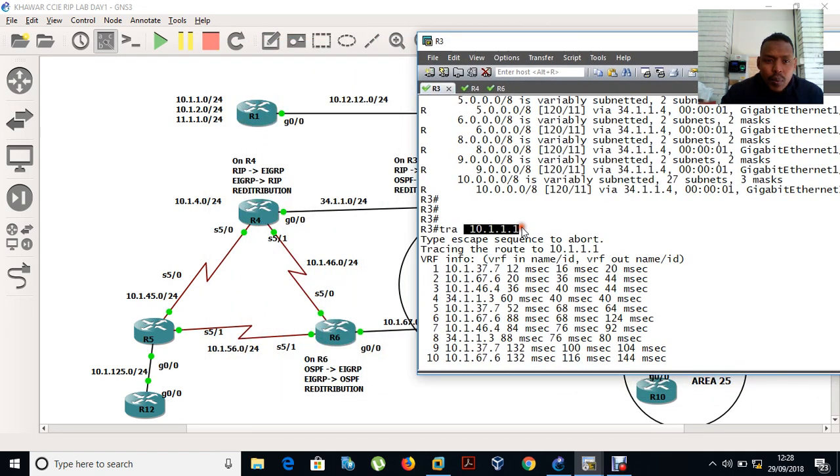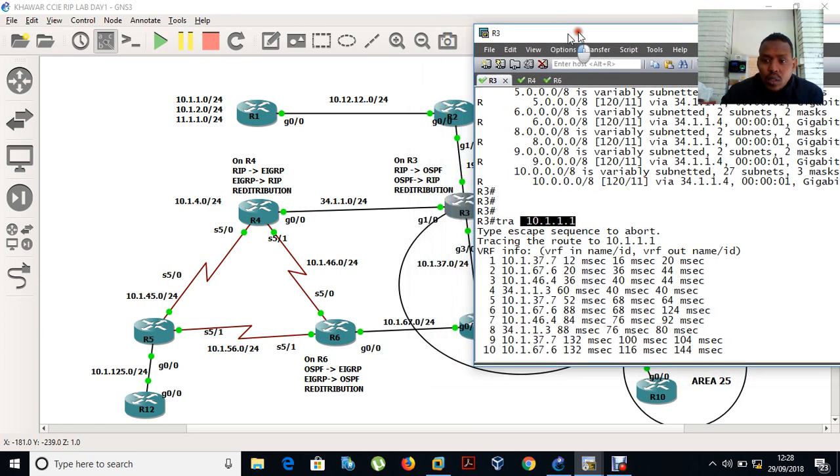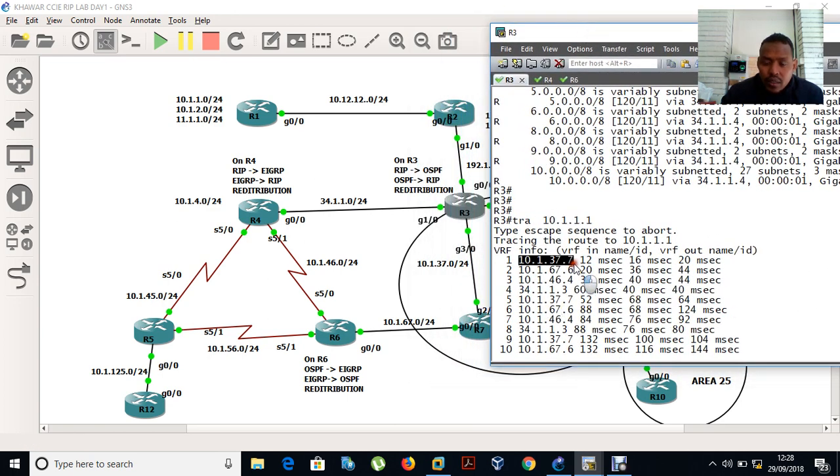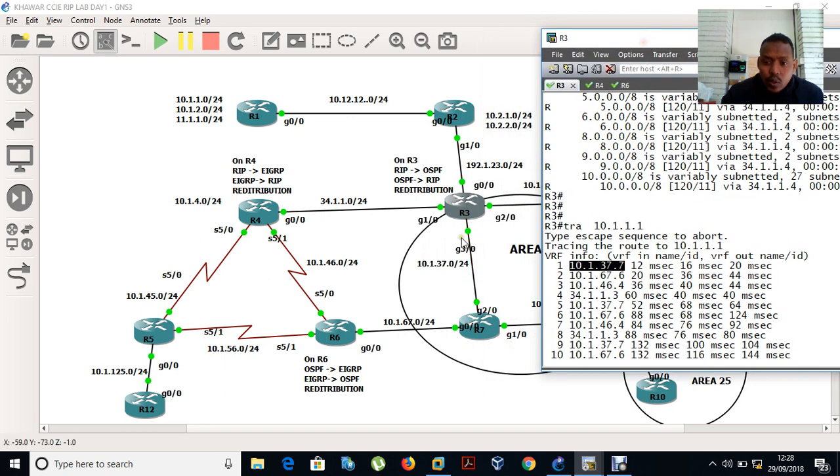this IP address, which is right here, what the route did, it just went to R7, 37.7, which is running EIGRP on this link, and then it went to R6, which is running OSPF again, and then it went to R4, which is running EIGRP, and then it went to 34.3, which is running RIP.